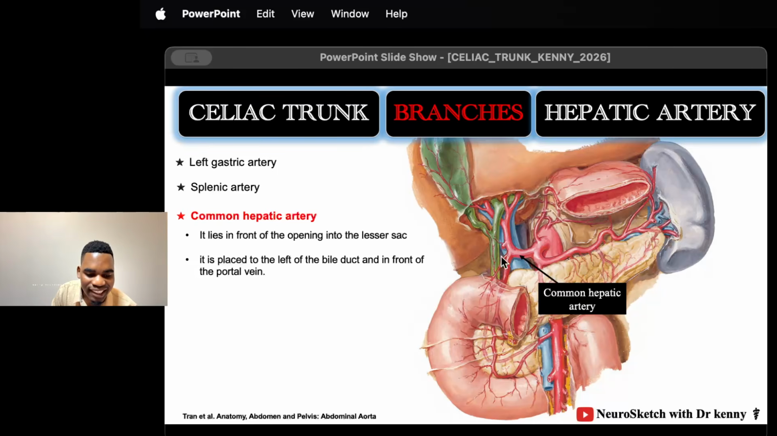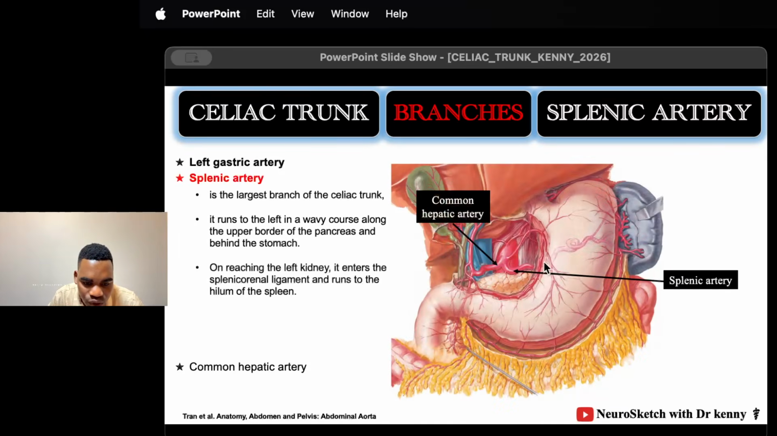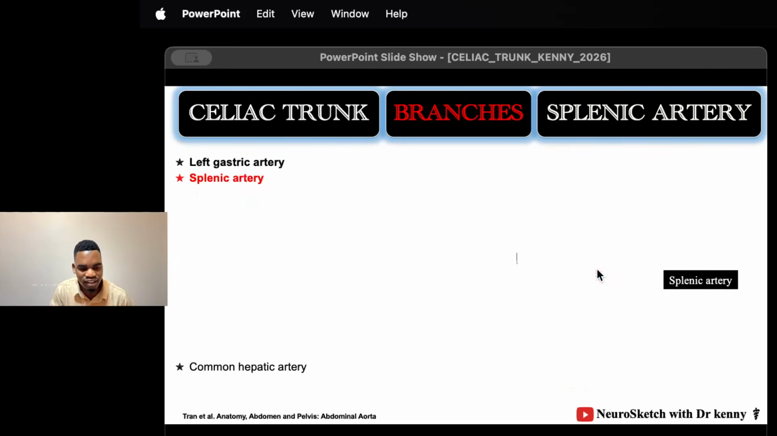Yes, this is the hepatic artery. The hepatic artery is one of the branches of the celiac trunk. I didn't mention it, but the splenic artery is passing behind the stomach. It runs on the superior border of the pancreas, but behind the stomach. This is obvious, guys. Let me take you back here. You see, it goes behind the stomach. So that is easy.